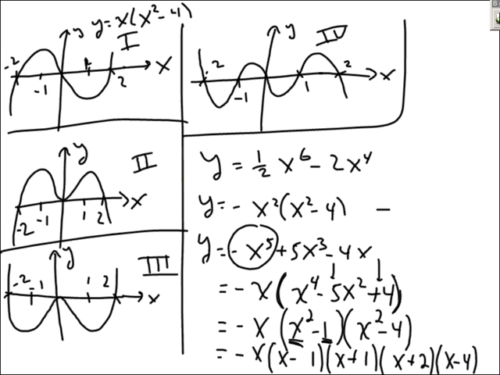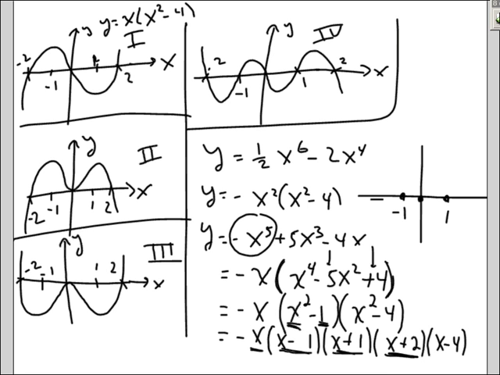Okay. So what are the zeros? Well, x is 0 when x is 0. X minus 1 is 0 when x is 1. X plus 1 is 0 when x is negative 1. X plus 2 is 0 at negative 2. And x minus 2 is 0 at 2.